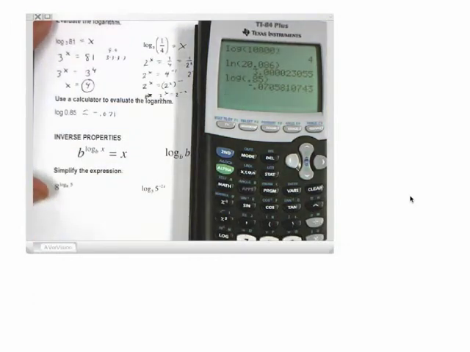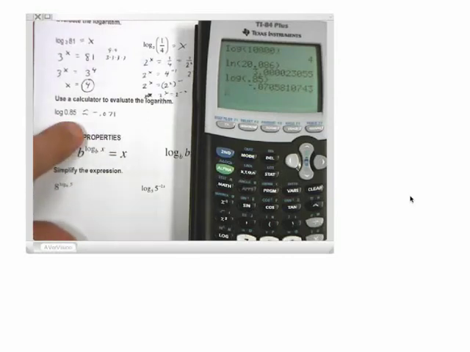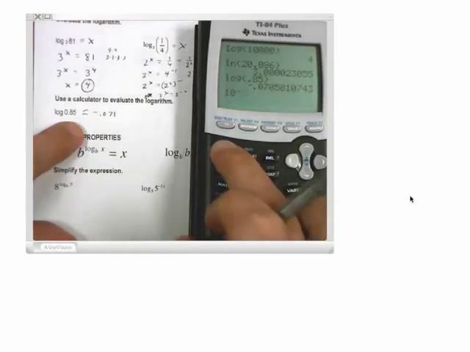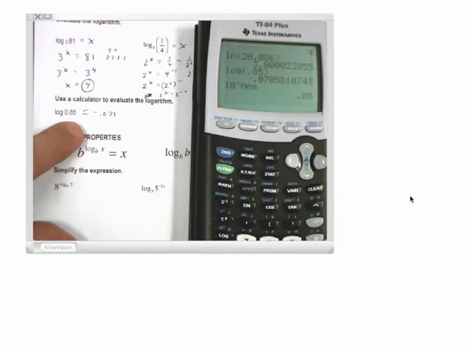For the value of that, it means I'd have to raise 10 to that power to get 0.85. If I do 10 to the power of my last answer on my calculator, it's going to come out to be 0.85. That's what we just calculated, that number.